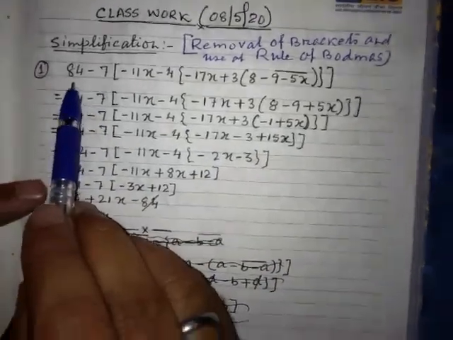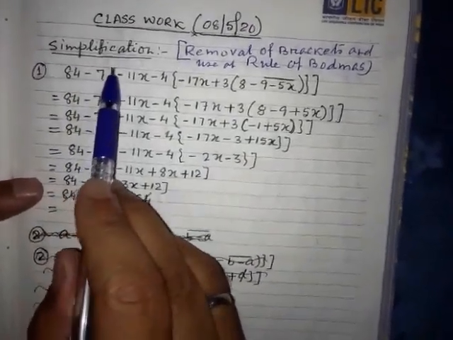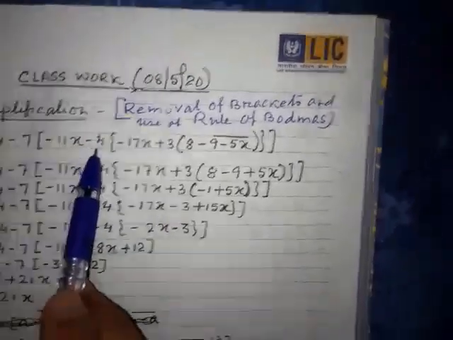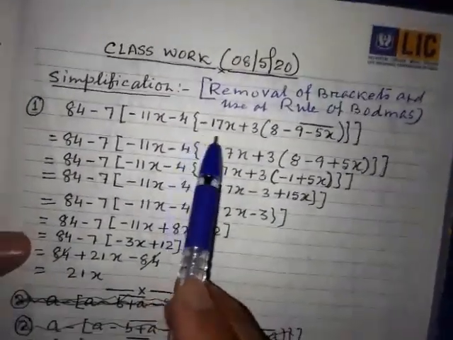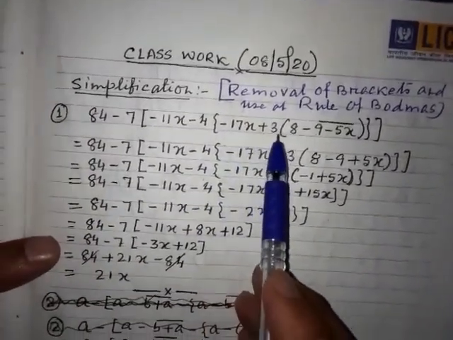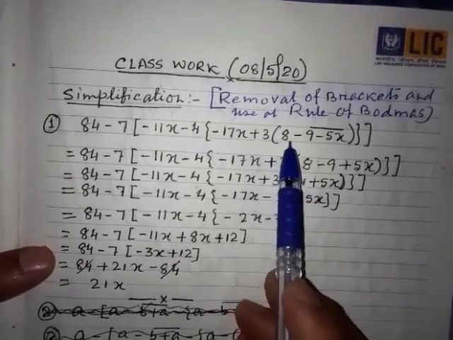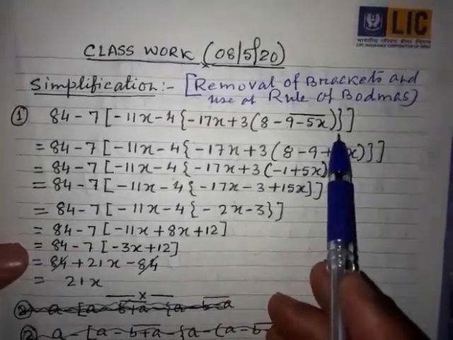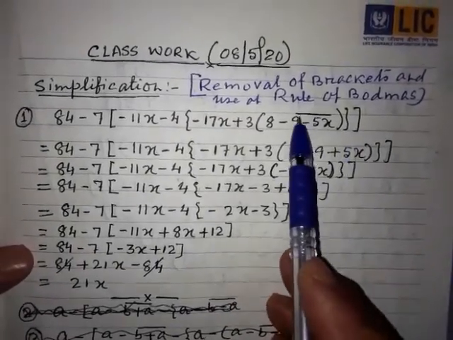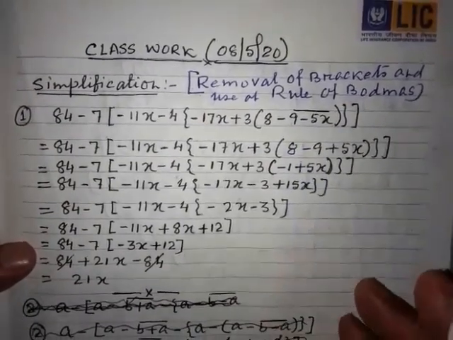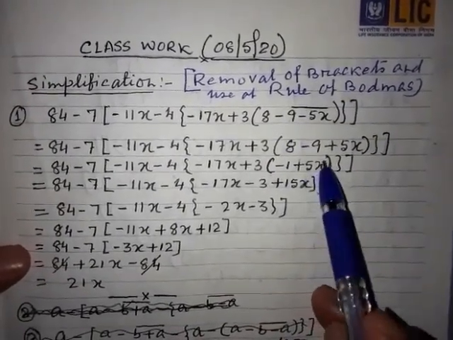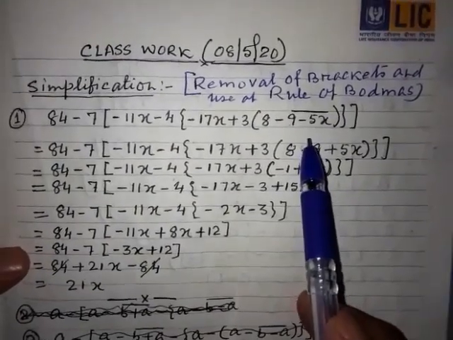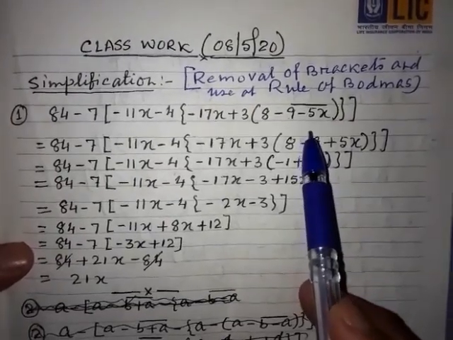You see the question: 84 minus 7, and which bracket did I tell you this is? Third bracket. Minus 11x minus 4, second bracket start. Minus 17x plus 3, first bracket start. 8 minus 9 minus 5x, first bracket close, second bracket close, third bracket close. And you see on top of 9 and 5x there is a bar bracket. I already told you, when there are different types of brackets, you are supposed to do the calculation of the bar bracket first.